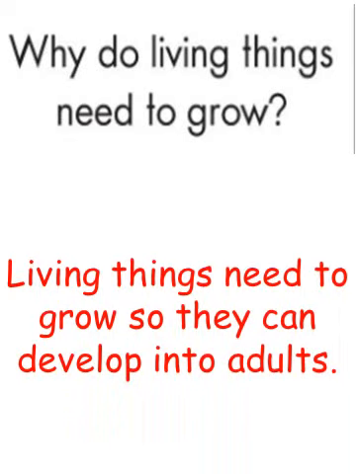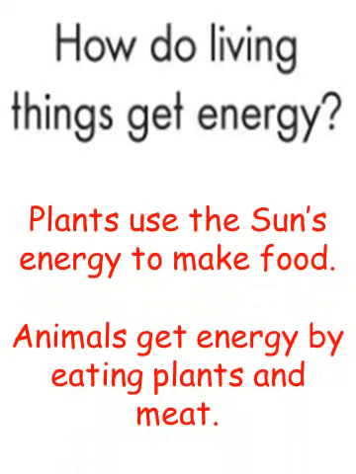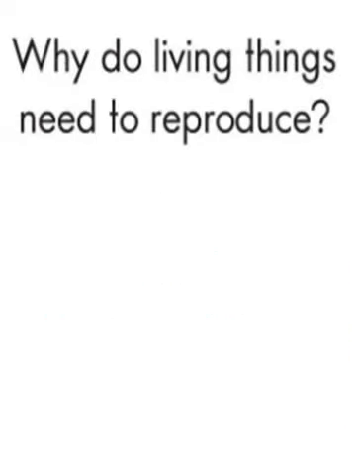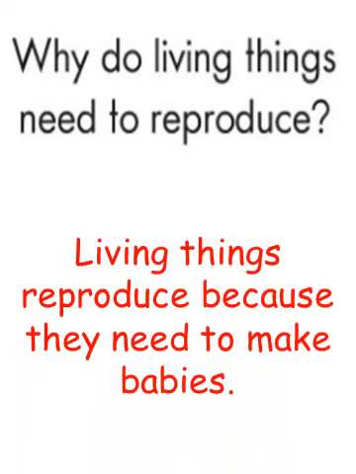Why do living things need to grow? Living things need to grow so they can develop into adults. How do living things get energy? Plants use the sun's energy to make food. Animals get energy by eating plants and meat. Why do living things need to reproduce? Living things reproduce because they need to make babies.